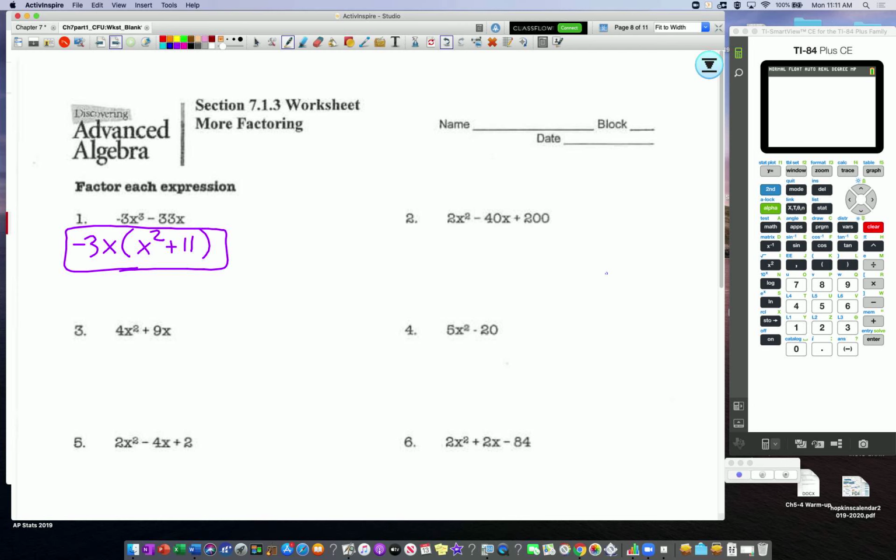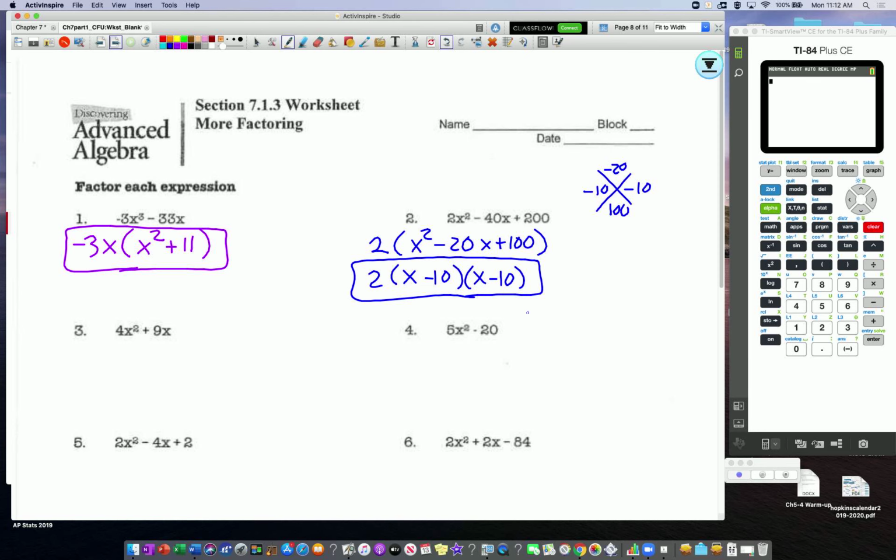Ooh, look at the second one. They all have a 2 in common. When I factor out the 2, I have x squared minus 20x plus 100. So factors of 100, if I think about this, factors of 100 that add up to minus 20, both are negative 10. So x minus 10, x minus 10. Got that one done.